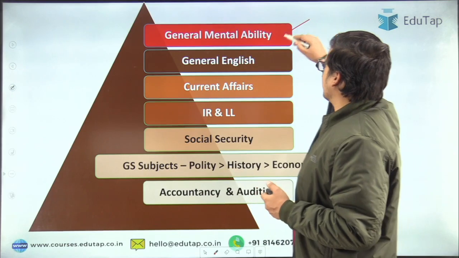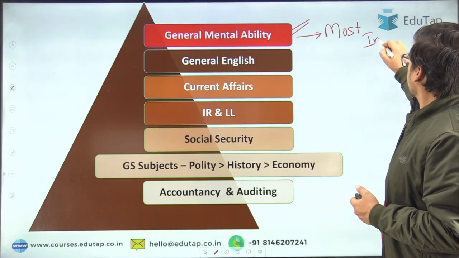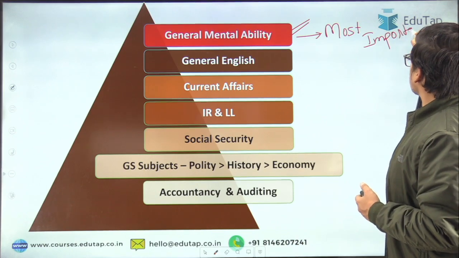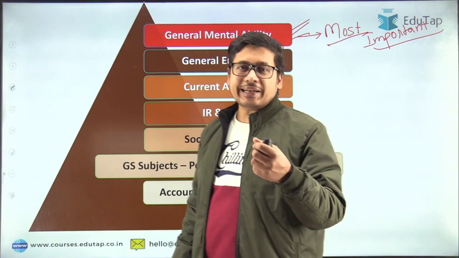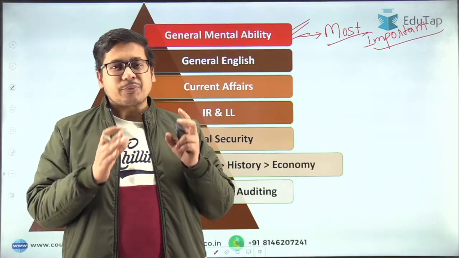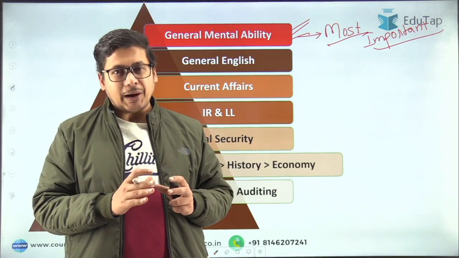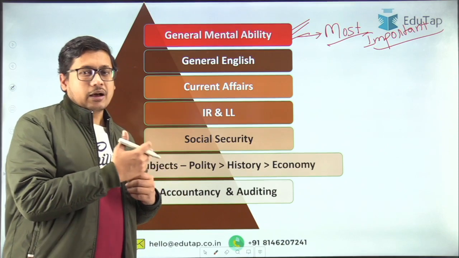First of all, general mental ability. This is the most important. So if we talk about a single subject, the most important subject is going to be your general mental ability, basically your quantitative aptitude. So you must practice, you must prepare for the questions from the maths part, from the quantitative aptitude part. A sizable chunk of this paper will be there from the general mental ability.